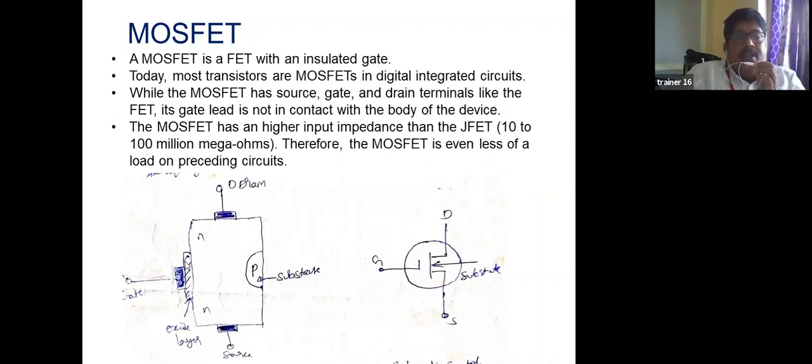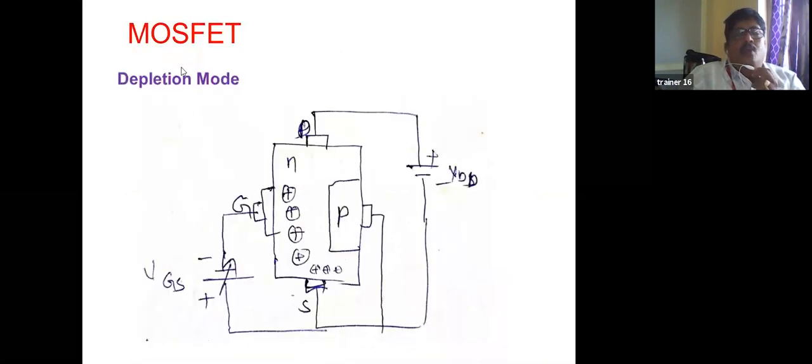In between these two plates, the oxide layer is there, the dielectric, silicon dioxide. So this acts as a capacitor. This is the symbol, right? Next, we can go for depletion mode.